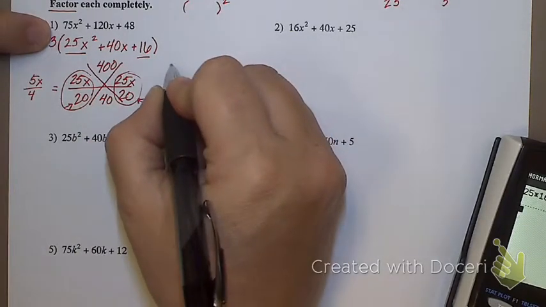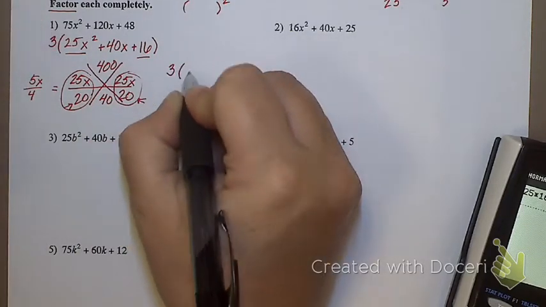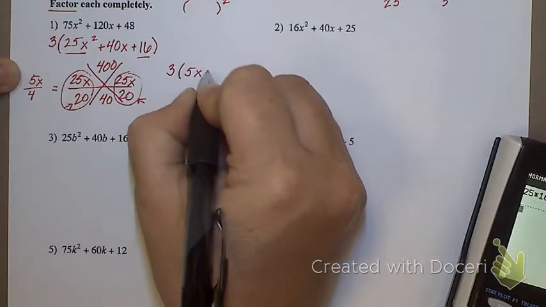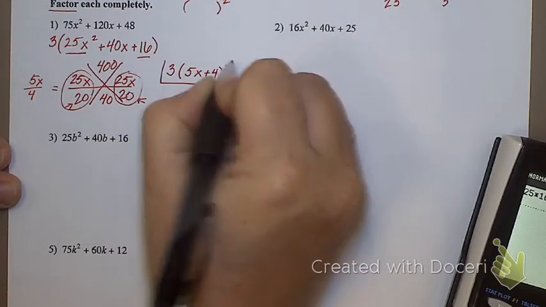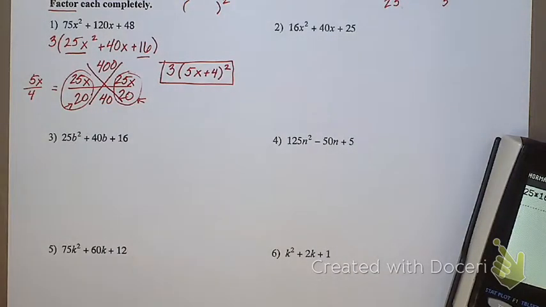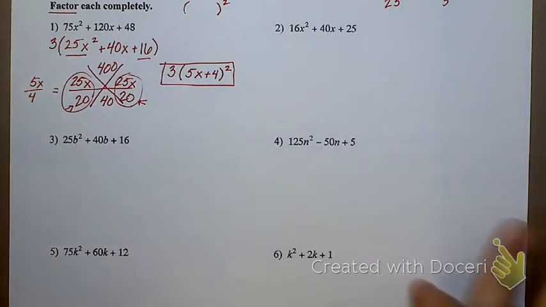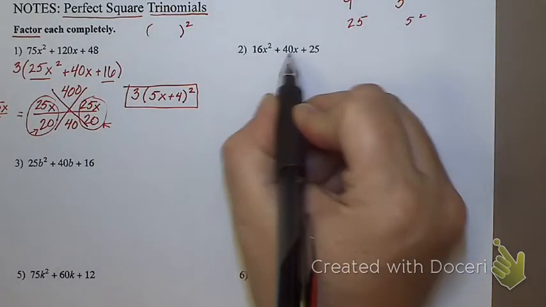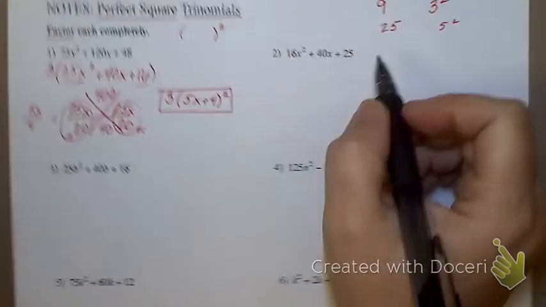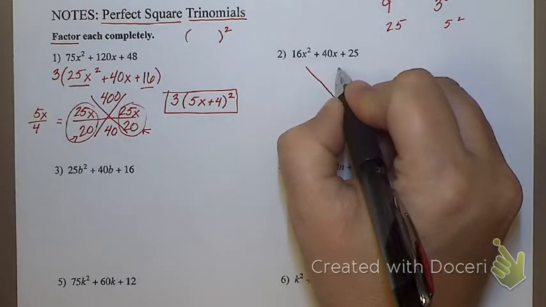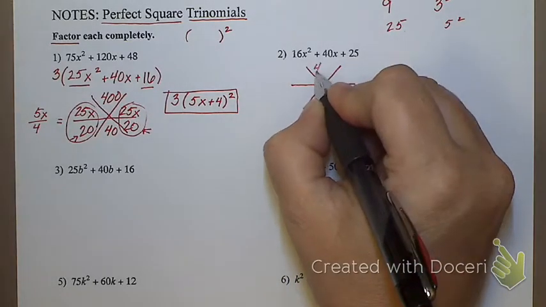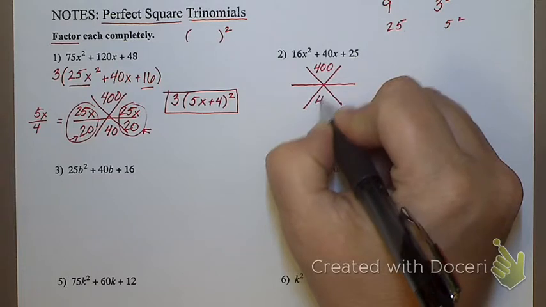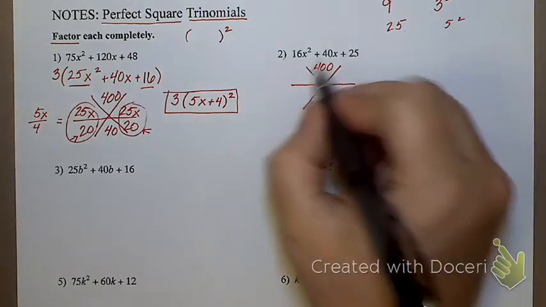So I took out a 3 to begin with. I have 3 times (5x plus 4) squared. That's not too bad, right? Okay, let's look at number 2. Can I take anything out? Nope. So let's go to snowflake. I have 16 times 25. Gosh, Franken couldn't have planned this any easier. It's the exact same thing, isn't it?